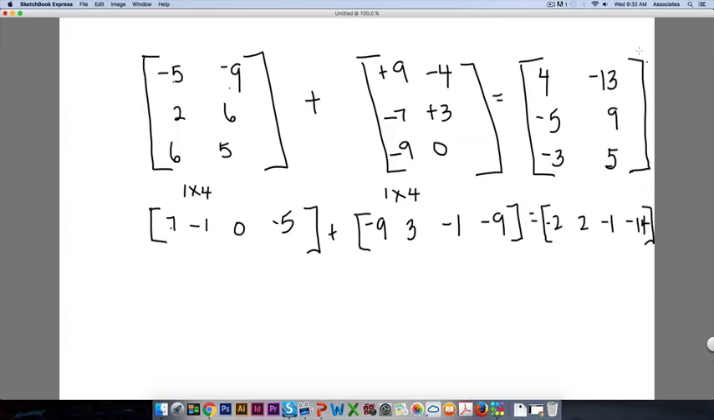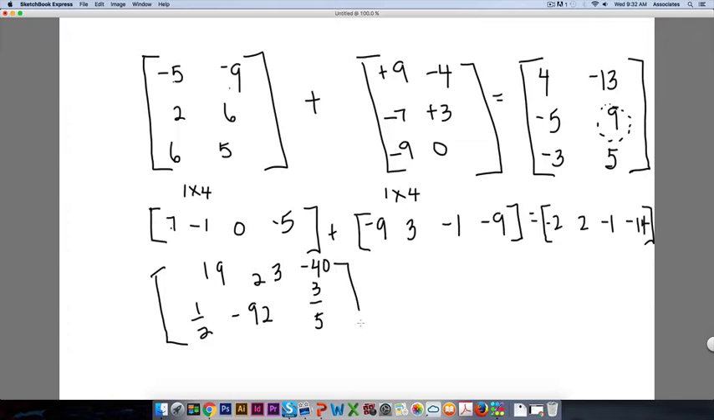Because there's so much computation, please know that when I'm grading your tests, if you just miss, say, this element, I'd only take off 1 point, not the whole thing. Now, the last matrix looked really nasty. The last ones that we had were 19, 23, negative 40, 1/2, negative 92, and 3/5. Some pretty weird numbers.